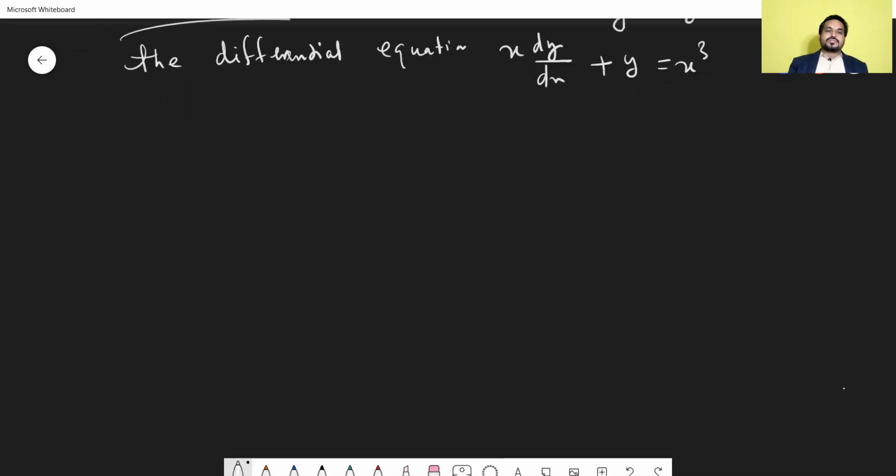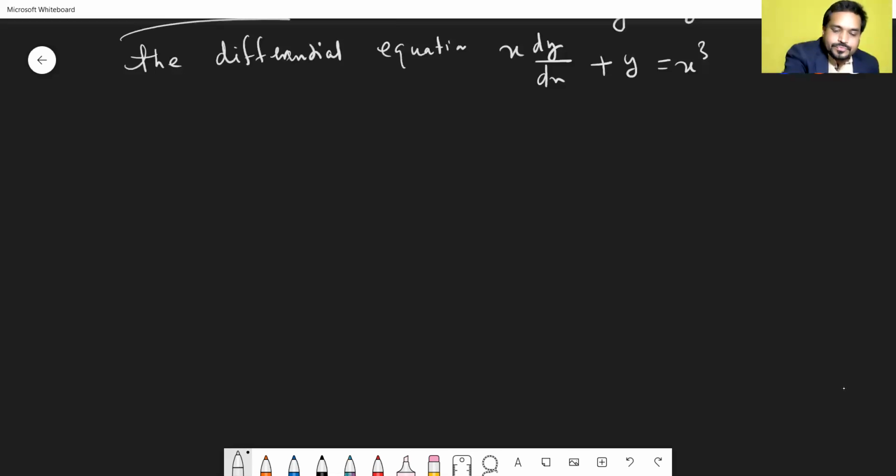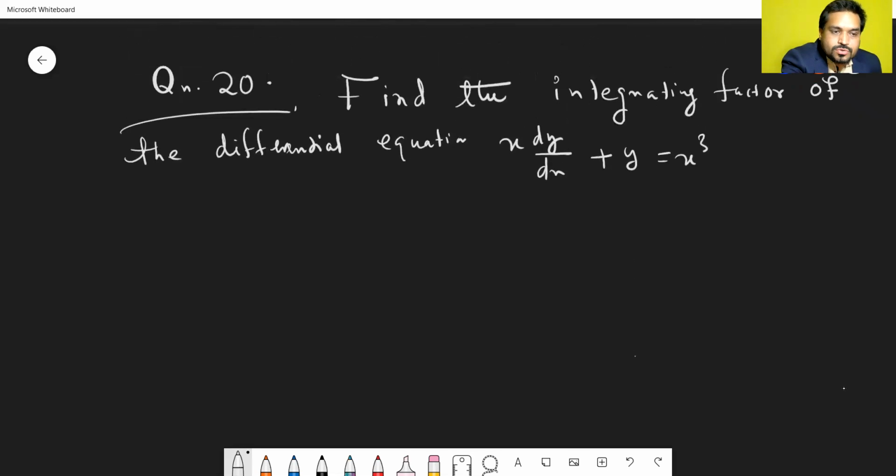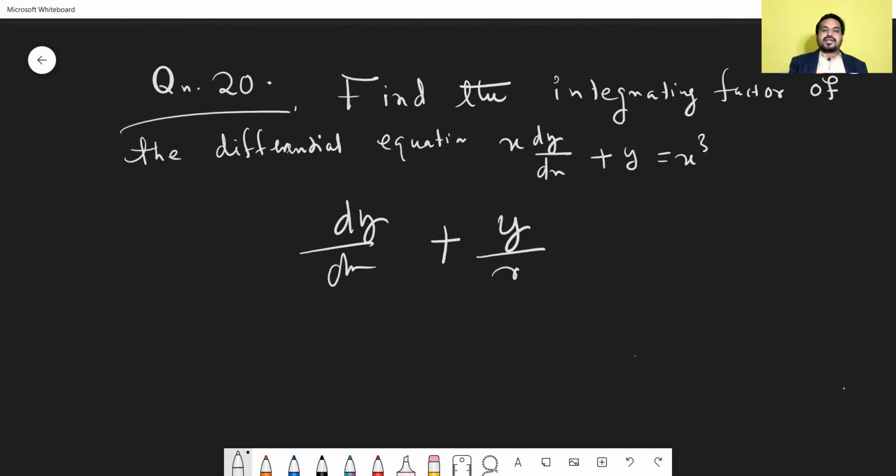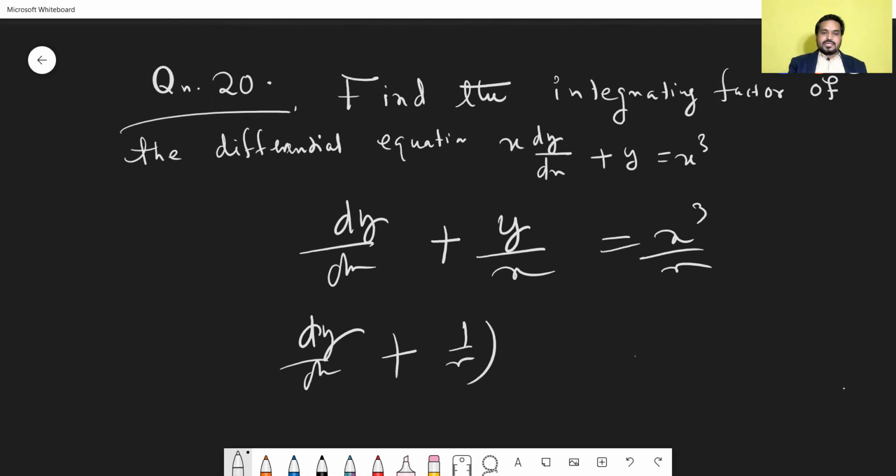These are the last questions. So what is the question? It is from differential equation. Find the integrating factor of the differential equation x dy by dx plus y equal to x cube. So dy by dx plus y by x, divide by x on both sides. So dy by dx plus 1 by x into y equal to x square. Here p is what? 1 by x. What is q? Q is x square.